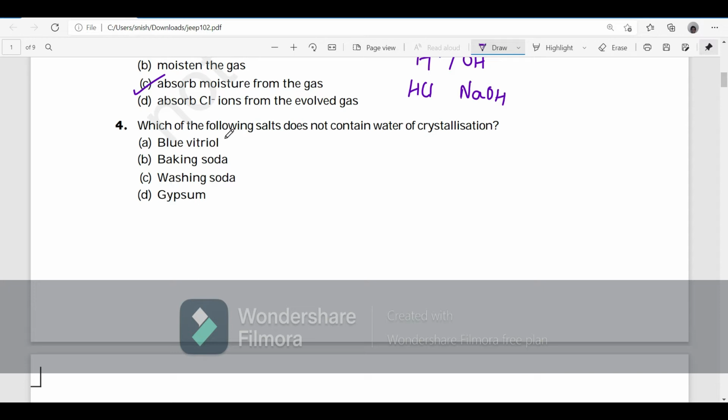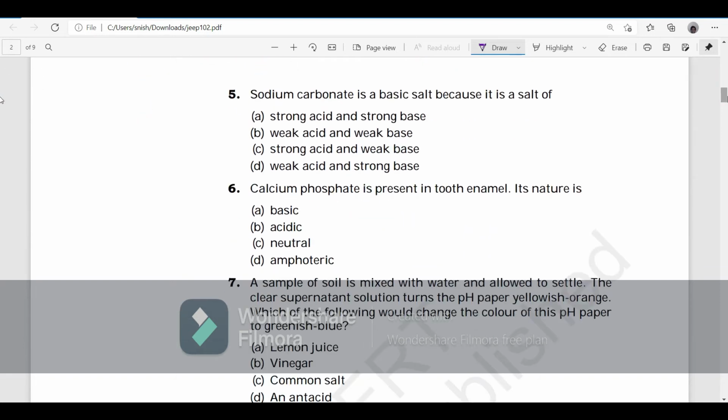Blue vitriol is copper sulfate and it has its water of crystallization. Baking soda is NaHCO3. Okay. Washing soda is Na2CO3.10H2O. It has its water of crystallization, likewise gypsum too. So which does not contain water of crystallization? It's B. Right? Water of crystallization is basically the fixed amount of water molecules present in the crystal, right? So it's absent over here. So that's the answer. Next.